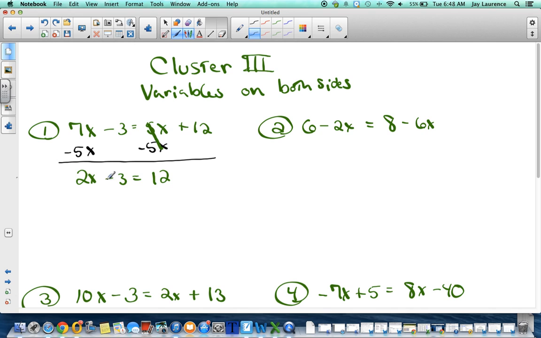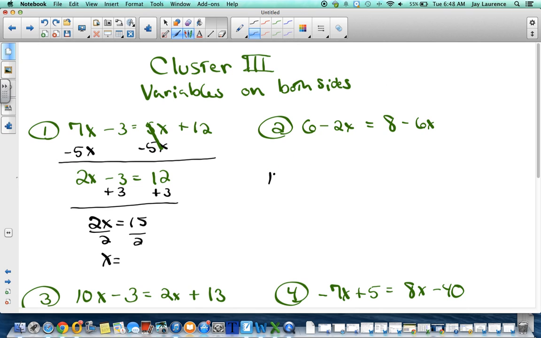Now I've got a standard two-step equation. So I'm just going to add 3 to both sides. And then I'll get 2x, and that'll equal 15. Dividing by 2, I need half of 15, and I know some of you really freak out over that.